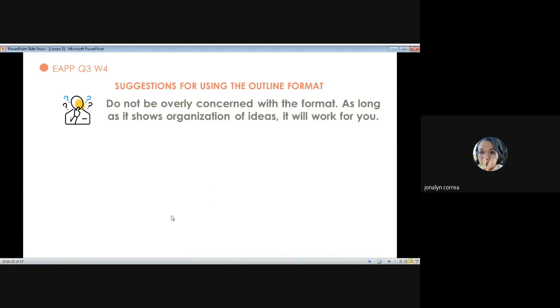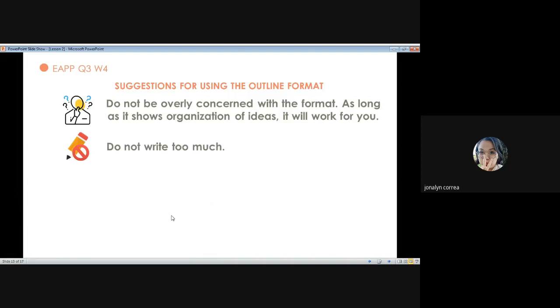What is that? The content. So we should give more effort and concern to the ideas themselves. As long as they are organized, your outline will work. Usually outlines are not checked, but the content that you produce reflects on how your outline was done.